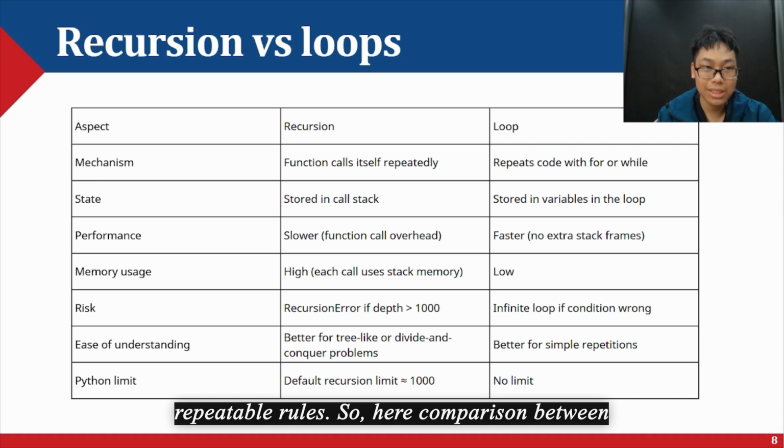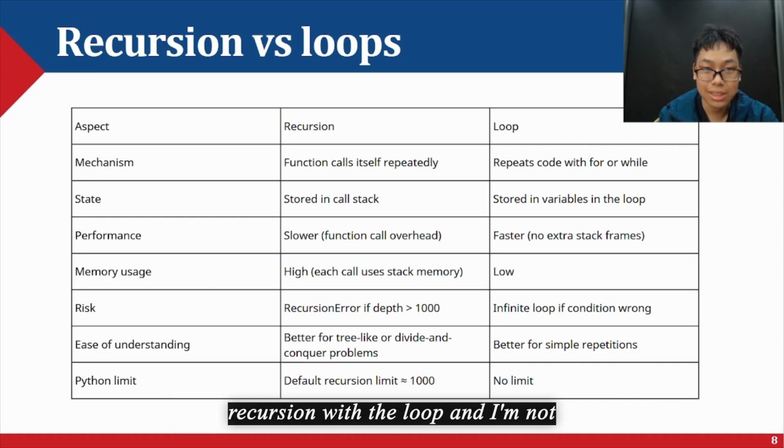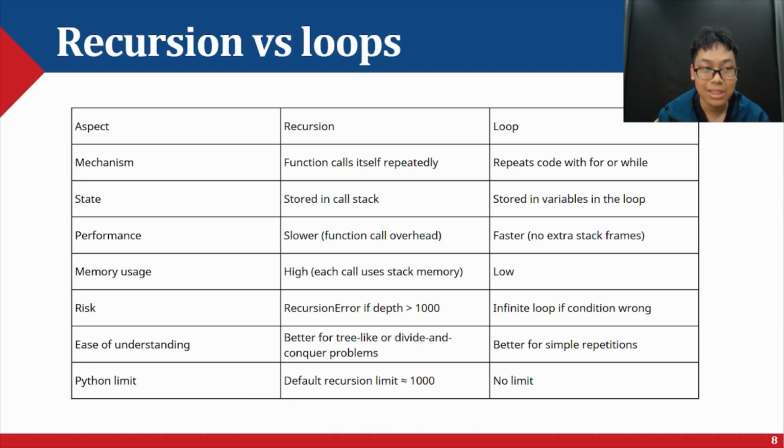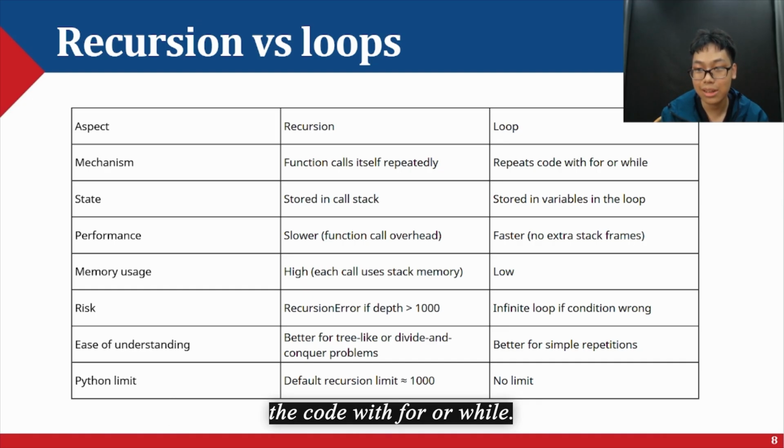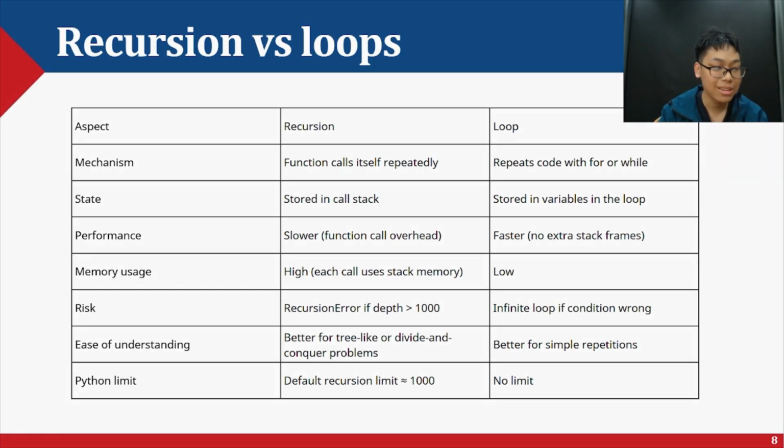So here is a comparison between recursion versus loop. I'm not going to talk about all of them, but I'm just going to point out a few key differences. About mechanism, recursion is the function calling itself repeatedly, while a loop repeats the code with for or while. And the default recursion limit is 1000 in Python, but a loop has no limit. So we'll move on to the next part.